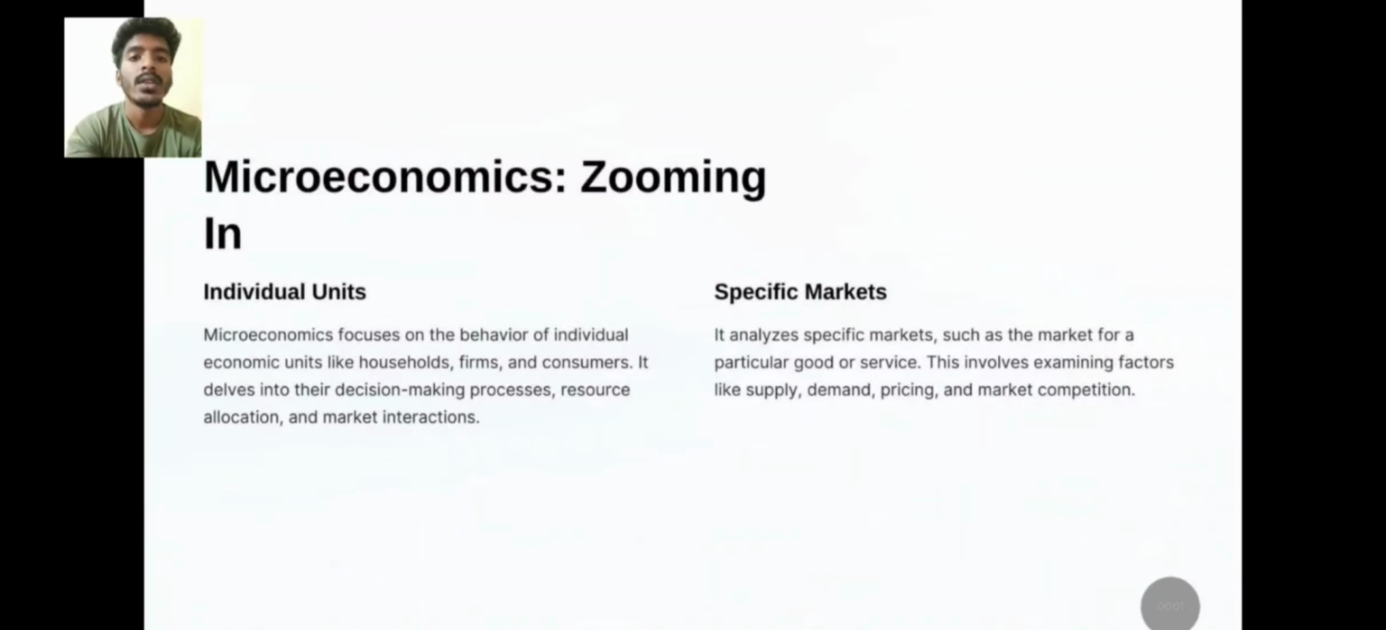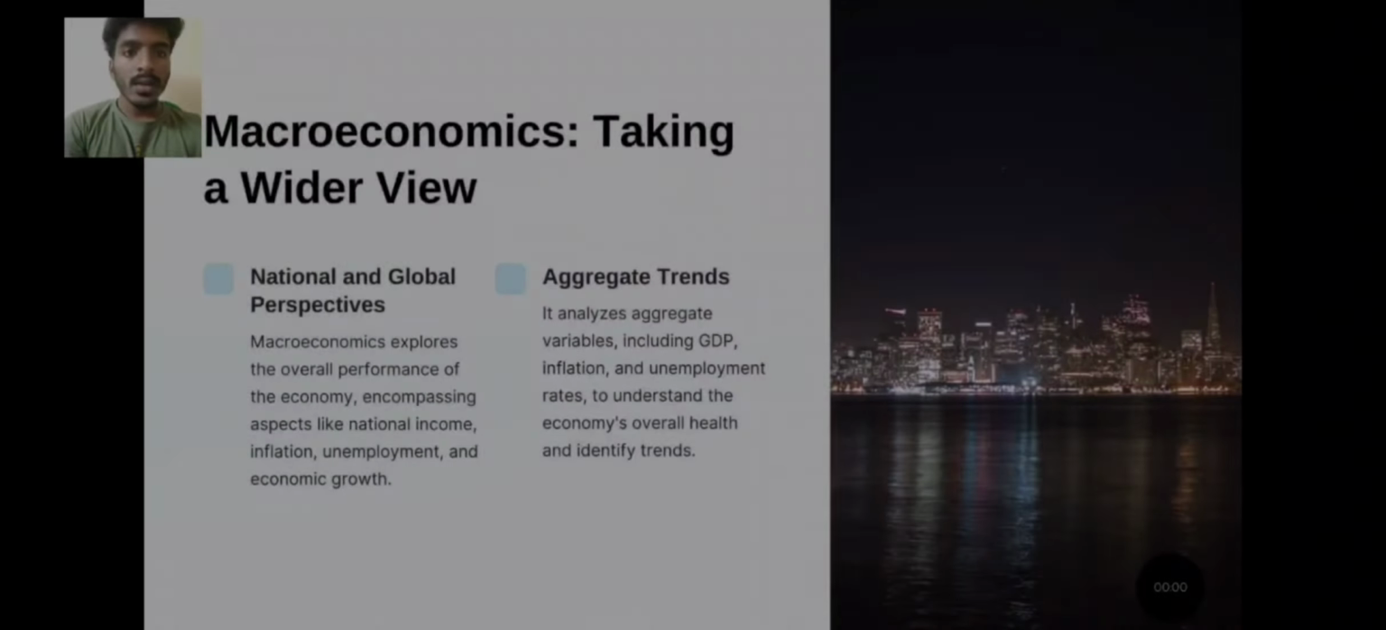Microeconomics, zooming in on individual units. Microeconomics focuses on the behavior of individual economic units like households, firms, and consumers. It deals with their decision making process, resource allocation, and market interaction. Specific markets. It analyzes specific markets such as the market for a particular good or service. This involves examining factors like supply, demand, pricing, and market competition.